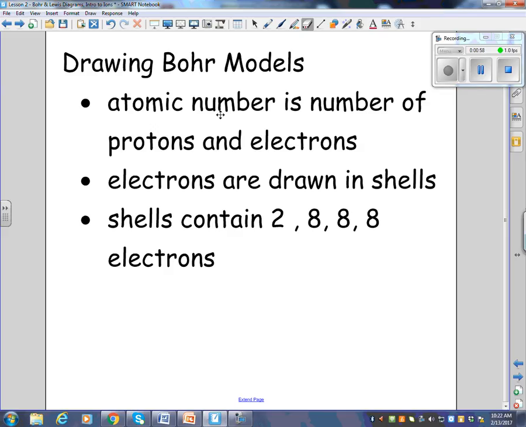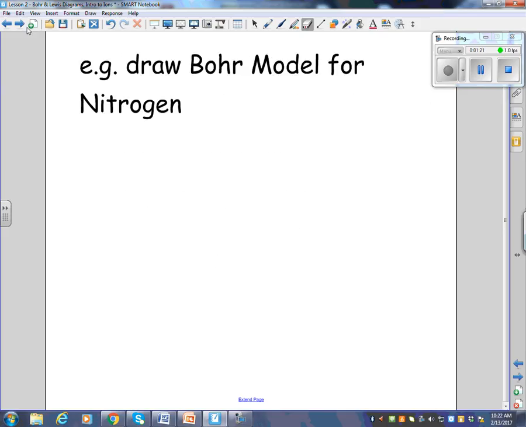And electrons are drawn in shells. You guys have probably seen those shells before, right? This is kind of review. And those shells contain 2, 8, 8, and 8 electrons. And side note, that's a big lie. You take grade 12 chemistry, they'll explain a little bit more in detail. But for now, all you really need to know is that the first shell contains 2, and then after that, they contain 8.